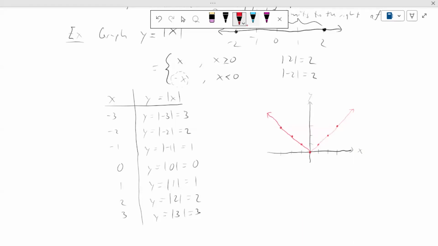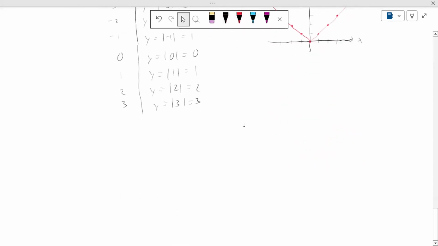Any questions on that? Okay, so good. Now let's talk about intercepts, which are a very important feature of graphs.